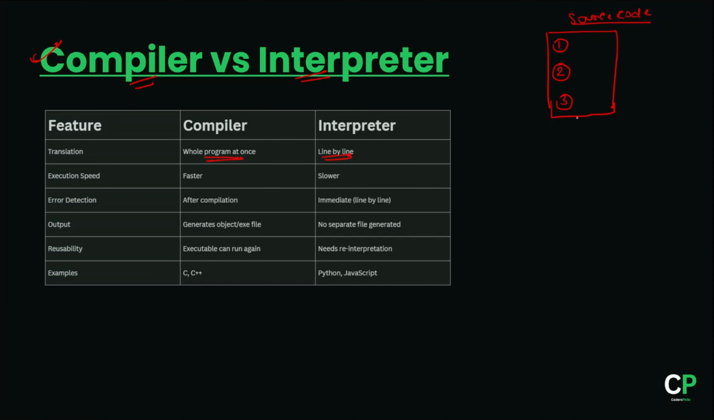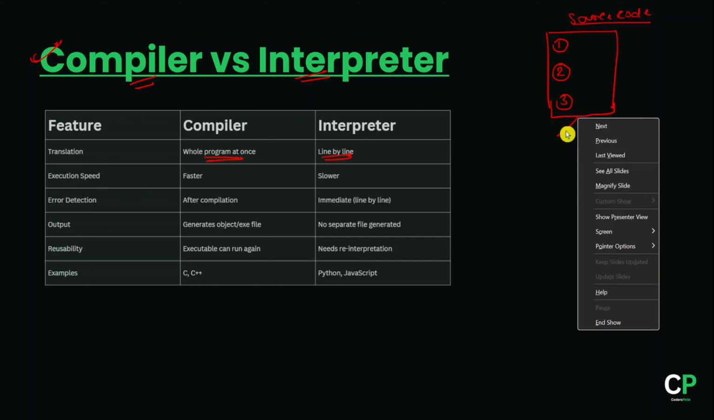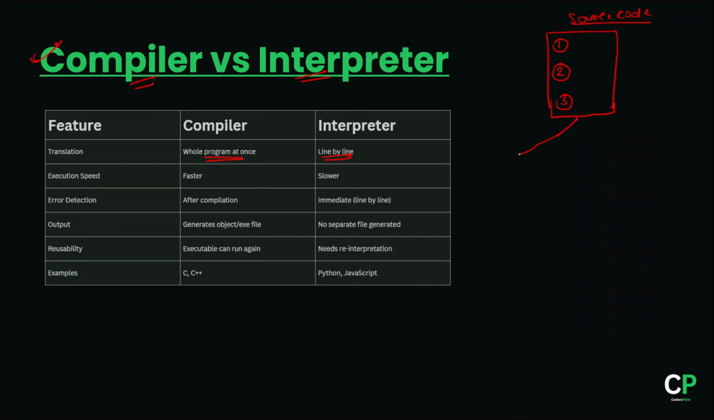So here is our source code. What does the compiler do? The compiler takes the whole program and converts it into machine language. Instruction number 1 becomes zeros and ones, the second instruction is also converted into zeros and ones, and the third instruction is also converted into zeros and ones. Then these instructions can be easily executed by the computer.